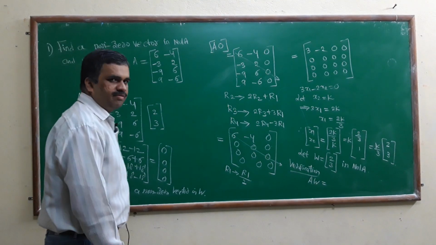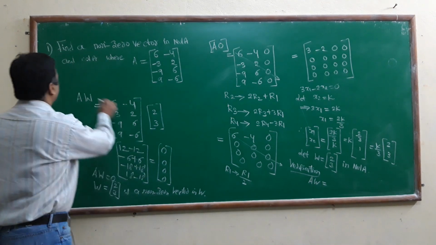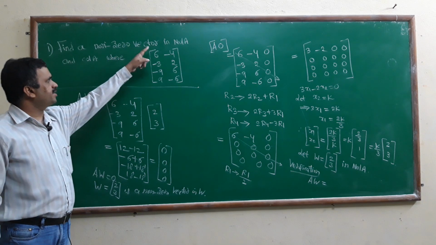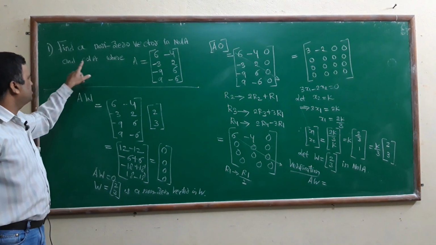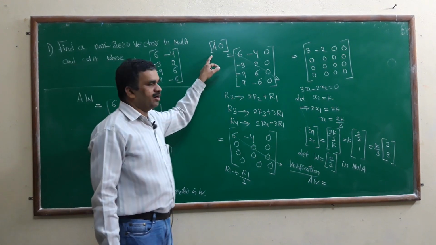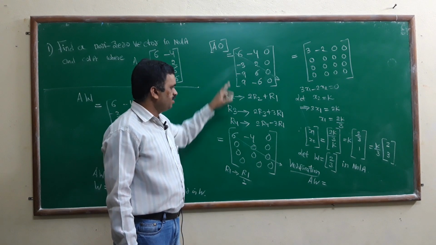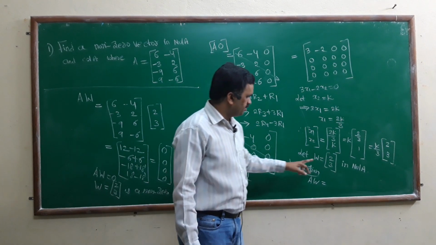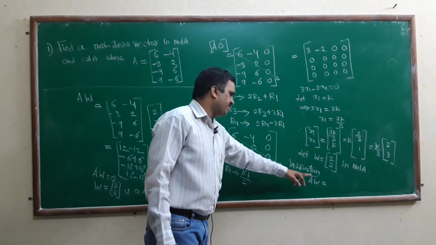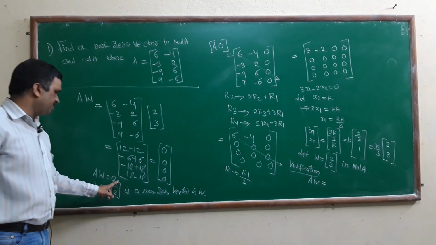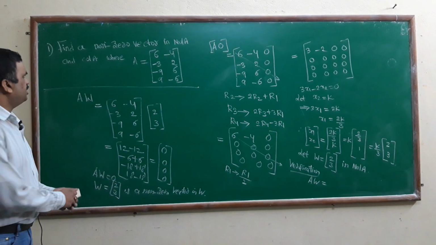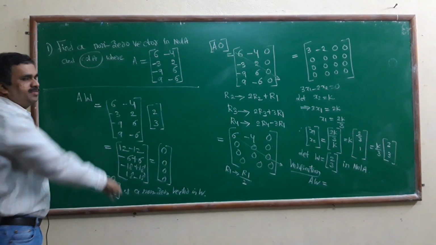Once again, listen. Find a non-zero vector in null A and column A where A is equal to the given matrix. Simply we consider the augmented matrix A 0. We simplified it. We got 2 3 is in null A. We did verification also: AW, we did, simply we got a zero vector. So I can say W is a non-zero vector in null A. Next, one more I have to find: column A.